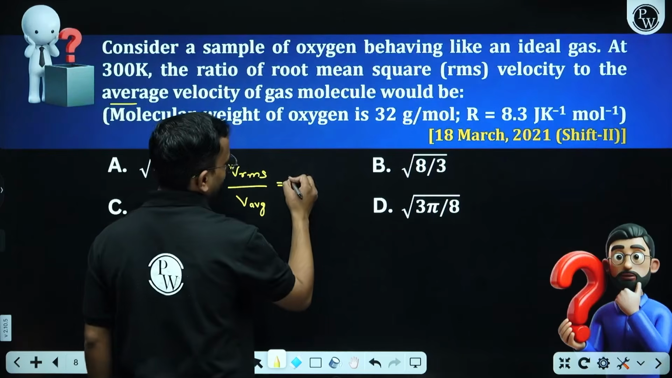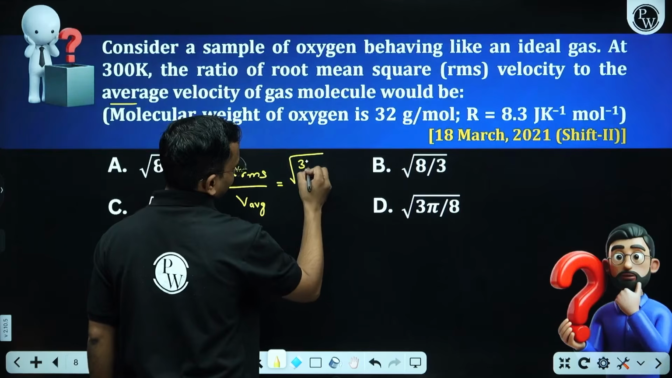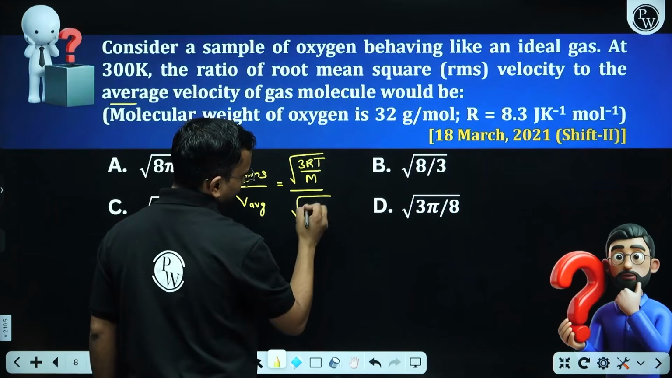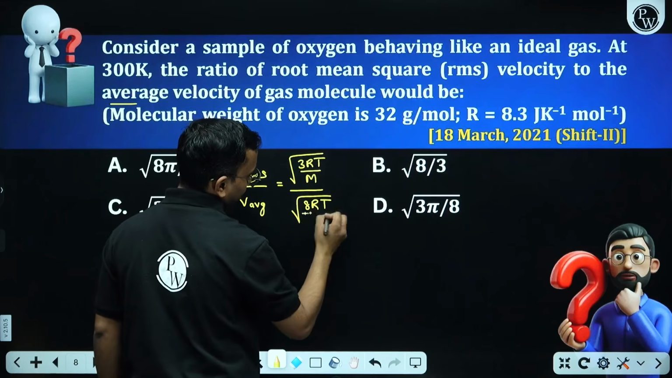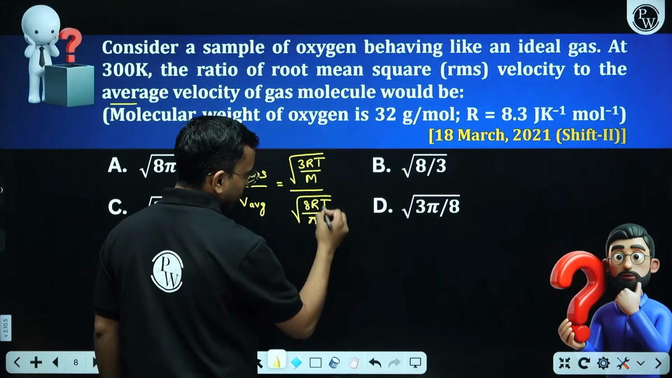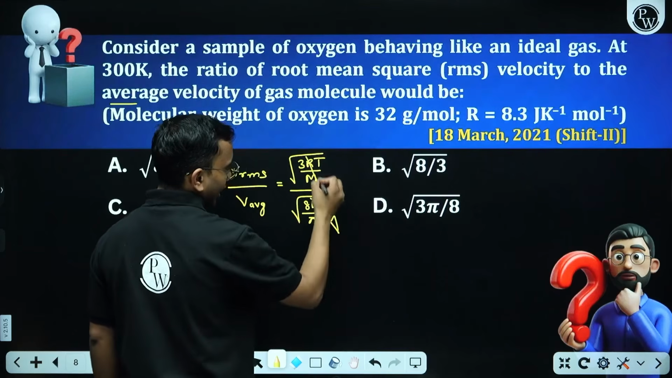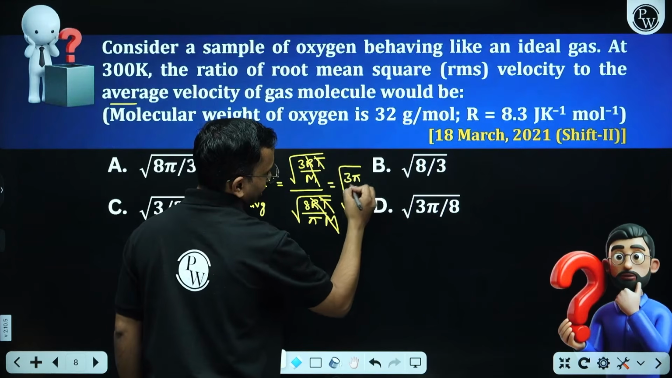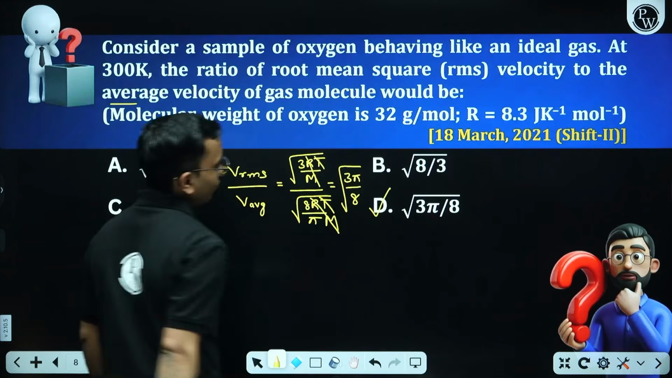So what is the RMS formula? Root of 3RT by M. What is the average formula? Root of 8RT by pi M. So this RT by M part is getting cancelled. So what is it? Root of 3 pi by 8.